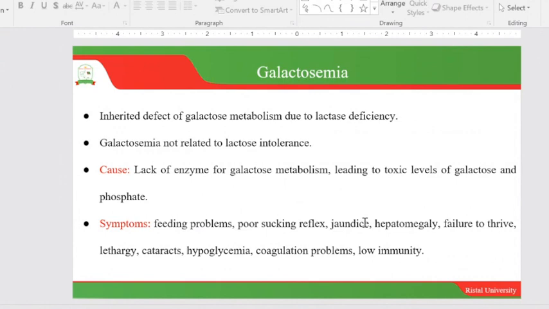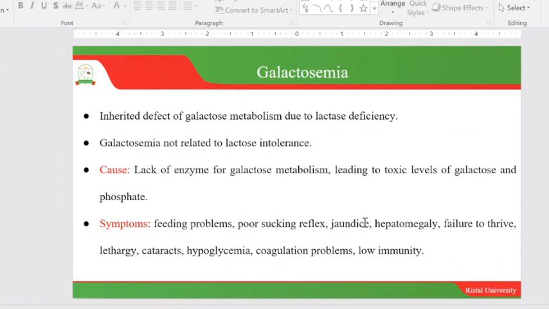Okay, when we talk of galactosemia, really here we are looking at an inherited defect of galactose metabolism, not due to lactase deficiency. And what is lactase? I hope you remember when we were talking, I think still, yeah, it was this class, when we were talking of those sugars that are found in milk, okay? With galactosemia, really, we are looking at it not being related to lactose intolerance, like we'll see.